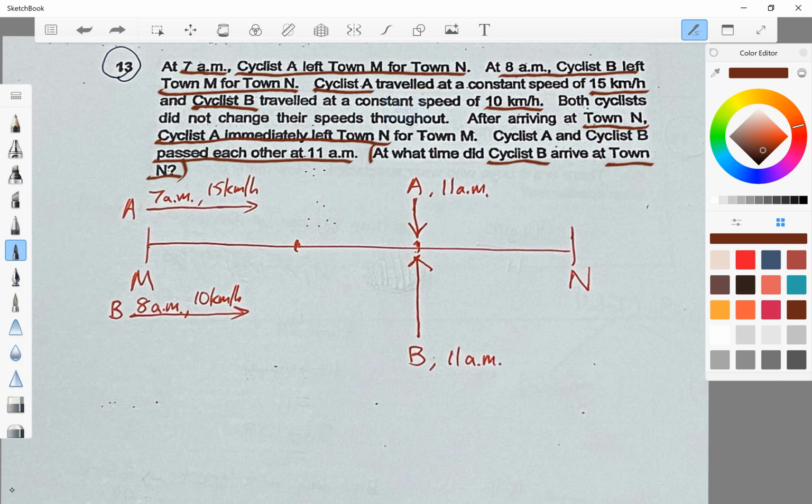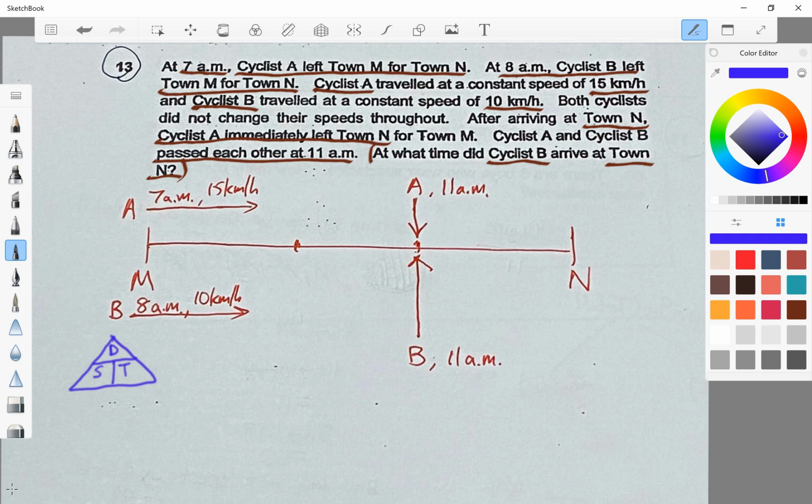Traditionally for such questions, we want to find the head start. But for this question, it's a bit special. There's no need to do so. Let me show you how I'll approach this question. For a question like this, we have to use the formula. I'll proceed with cyclist B first. For cyclist B, I will draw the DST triangle.